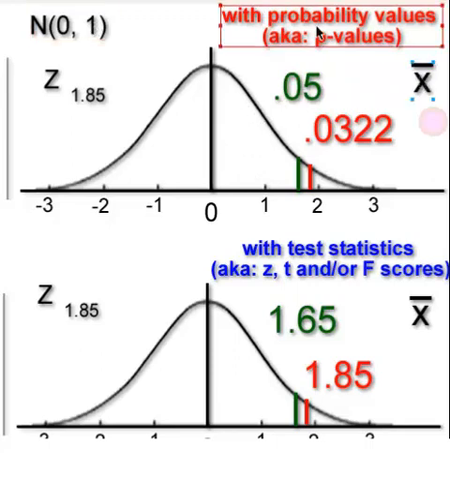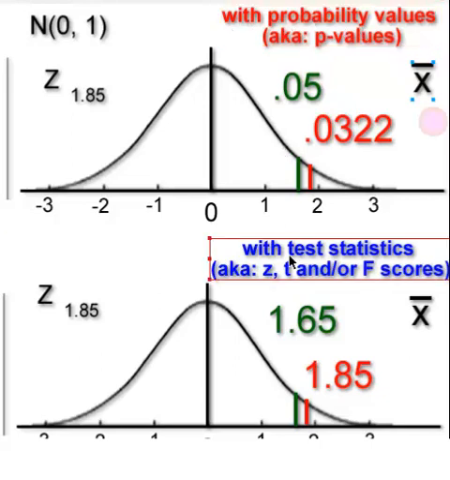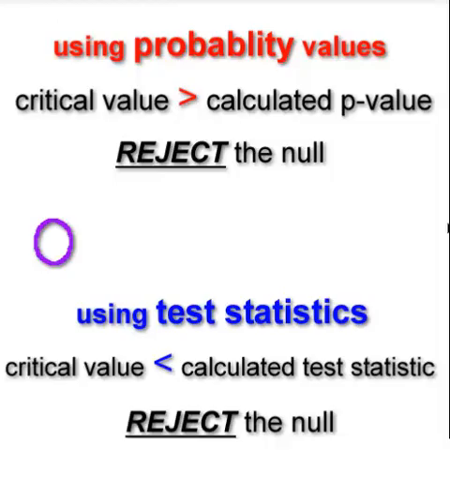But with the probability value, it's different with the less than or greater than rule. So just remember this: when you're dealing with probability values, if the critical value is greater than your calculated p-value, you reject the null. But if you're just going to use the test statistic itself, if the critical value is less than the calculated test statistic, you're going to reject the null.